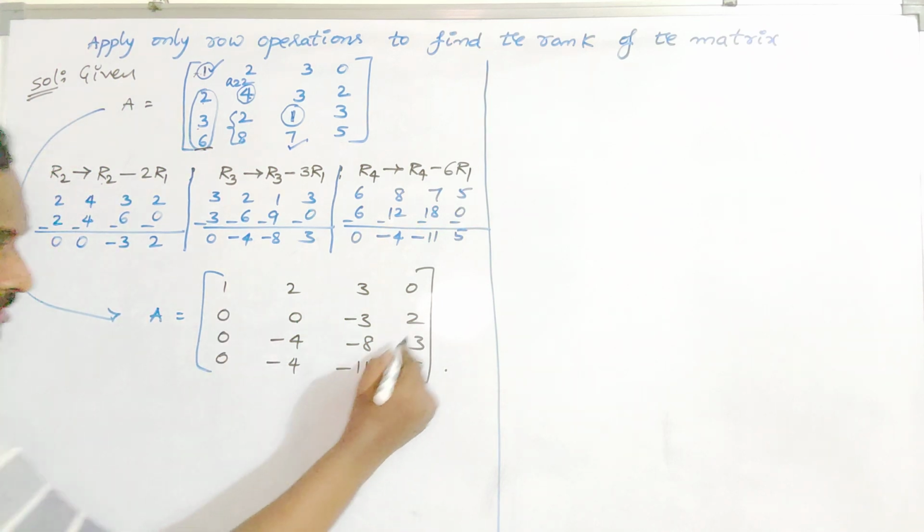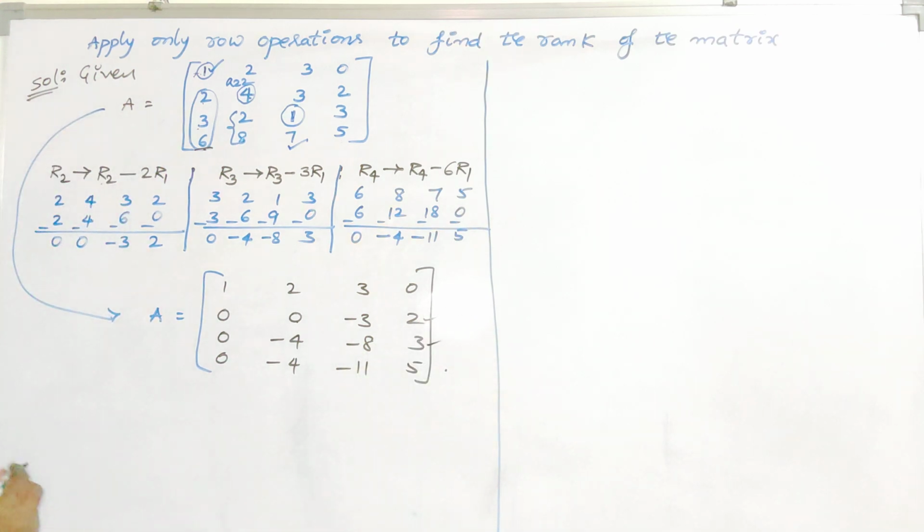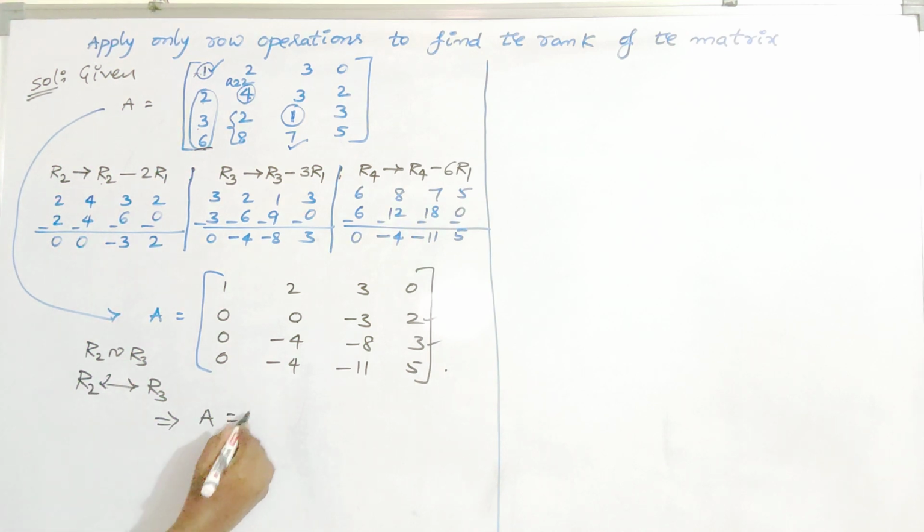I am interchanging R2 and R3. What is the symbol for interchanging R2 and R3? We can write R2 in R3 and R3 in R2. This is the symbol for interchanging R2 and R3. Some people also write it as R2 interchanges R3. If a symbol is familiar to you, you can use that symbol, no problem. There is no issue in writing the symbols of row operations.